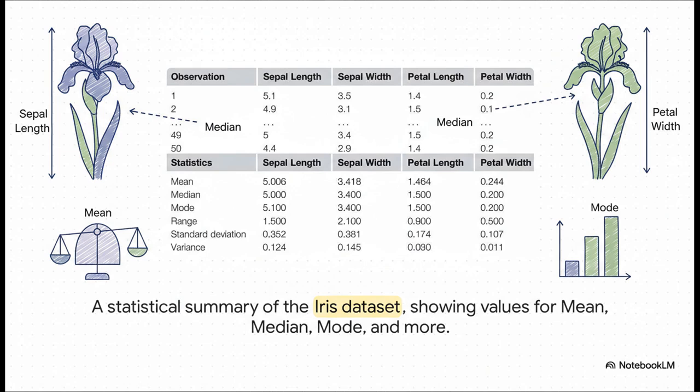Here, let's look at a real example. This is a summary of the famous Iris flower dataset. It's a total classic in data science. Just look at how for each feature, like the length or width of a petal, this table gives us the mean, the median, and the mode. This one little table gives you an incredible snapshot of what a typical flower looks like in this data.